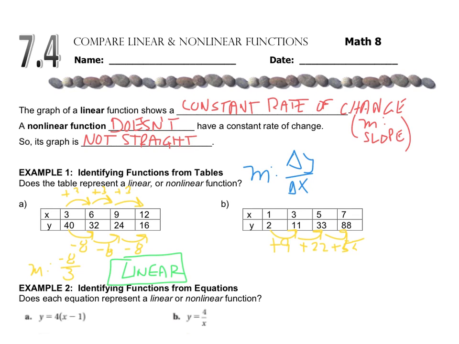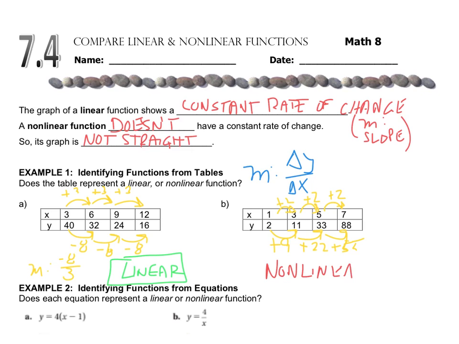So looking at the x's, well, I see a plus 2, another plus 2, and another plus 2. Because of that, and it's really the x's that are deciding this, because the x's are changing by the same number and the y's are not, then we would say nonlinear.